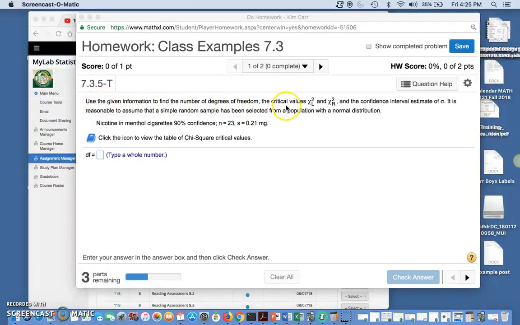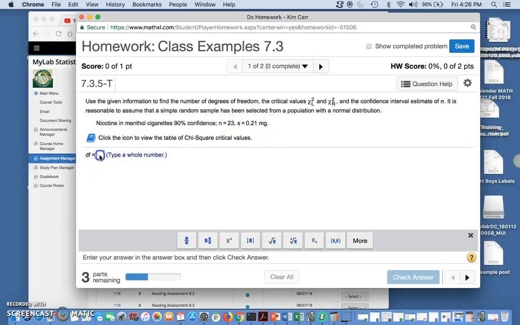It says use the given information to find the number of degrees of freedom, your critical values, both your left and right, then find the confidence interval for sigma, which is the standard deviation. It is reasonable to assume that a simple random sample has been selected. Nicotine and menthol cigarettes, 90% confidence. N is 23 and S is 0.21. Okay, your degrees of freedom would be 22.